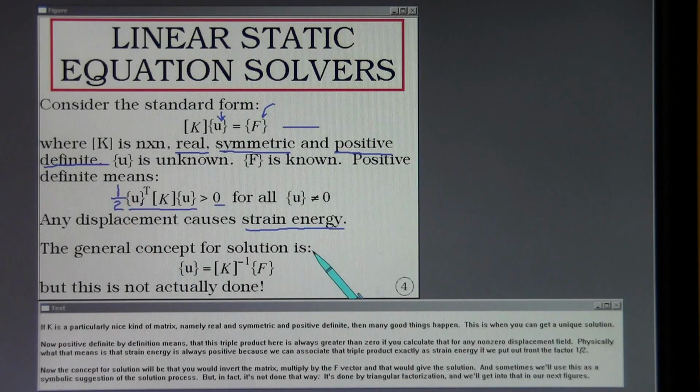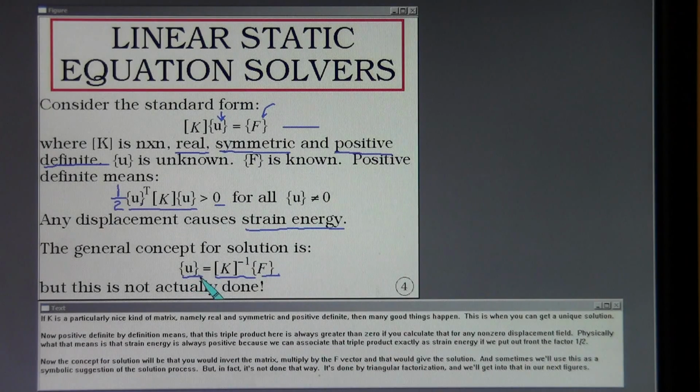Now, the concept for solution will be that you would invert the matrix, multiply by the F vector, and that would give the solution. And sometimes we'll use this as a symbolic suggestion of the solution process, but in fact it's not done that way. It's done by triangular factorization, and we'll get into that in our next figures.